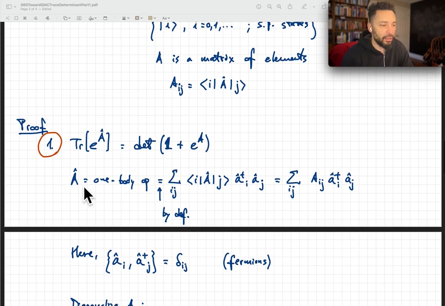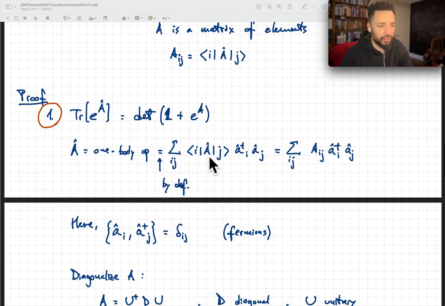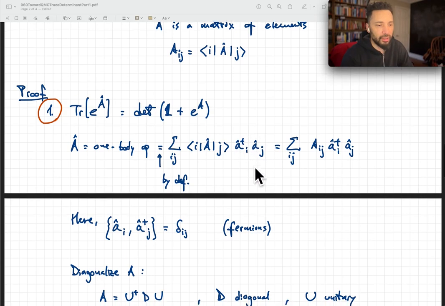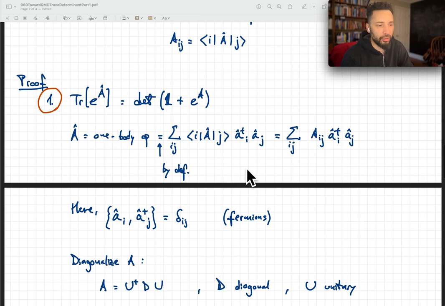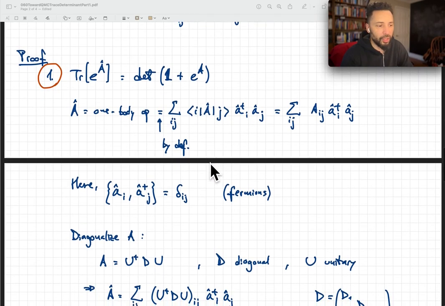And so our A operator here is a one-body operator. That means that by definition, it takes this form. Here are the matrix elements in its one-body representation, the single particle matrix elements, and we're going to call these Aij as above. And then we have the creation and annihilation operators that accompany this one-body operator. So this is just a definition. This is a completely generic one-body operator.